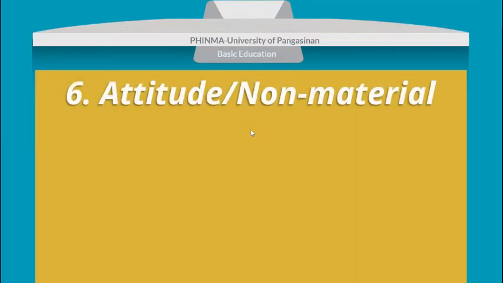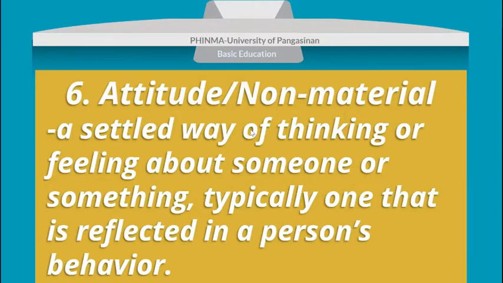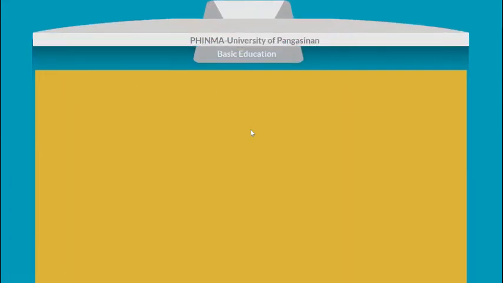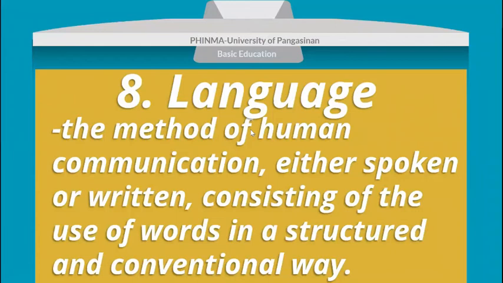Next, number 6, is the attitude or the non-material. It is a settled way of thinking or feeling about someone or something, typically one that is reflected in a person's behavior. Number 7, we have aesthetic. It is a giving or design to give pleasure through beauty or pleasing appearance. And number 8 is language, the method of human communication, either spoken or written, consisting of the use of words in a structured and conventional way. And what is the connection between language and culture?